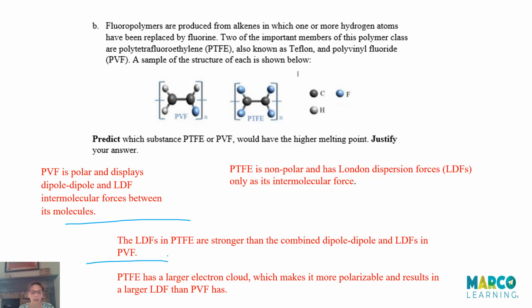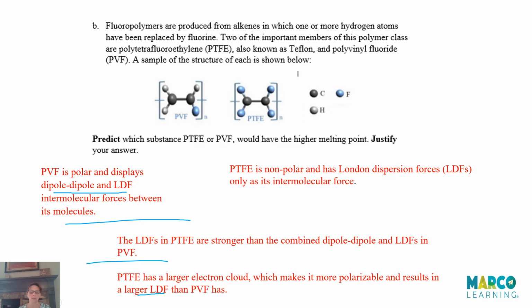As step 2, the LDFs in PTFE are stronger than the combined dipole-dipole and LDFs of PVF. We know that because we were told that the boiling point is larger for PTFE. So now come up with a reason why. PTFE has a larger electron cloud, which makes it more polarizable, just like we talked about, and therefore it has a larger, much more significant LDF than PVF does, and that explains, accounts for the boiling point.